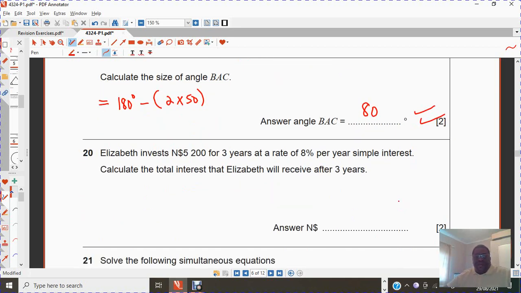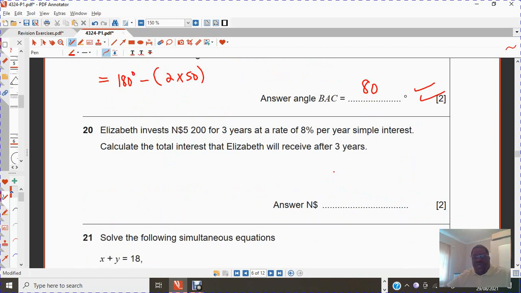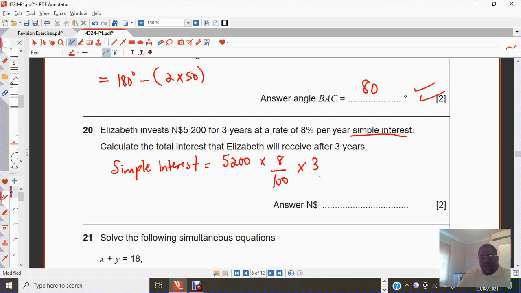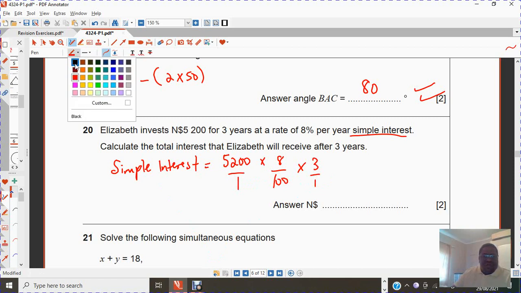Elizabeth invests 5,200 for 3 years, simple interest. Okay, and then they say calculate the interest that you will receive. So the simple interest that she will receive is nothing but that 5,200 times 8% times 3. Okay, you can put everything over 1 if you want to. All right, bottom line is get to solve that question.